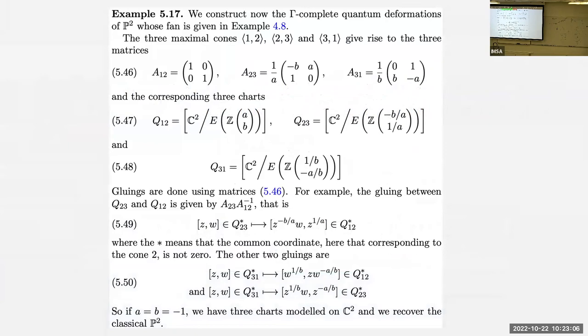This is an example. This A has nothing to do with the previous A. It's only for the computer. It's just names for the matrices. This is P2.